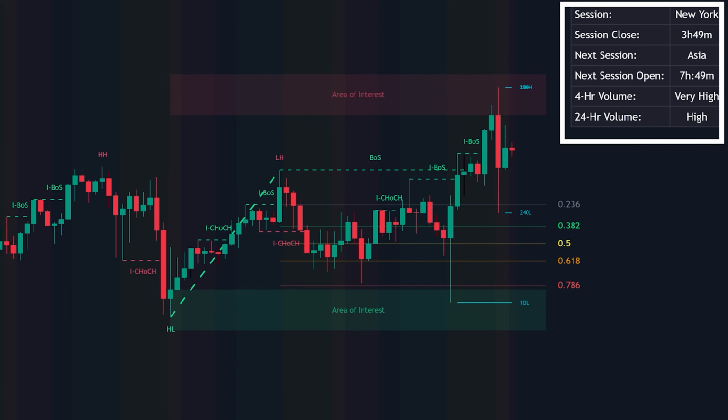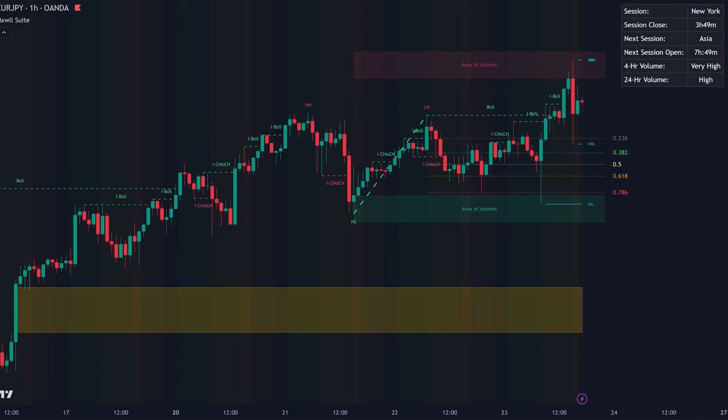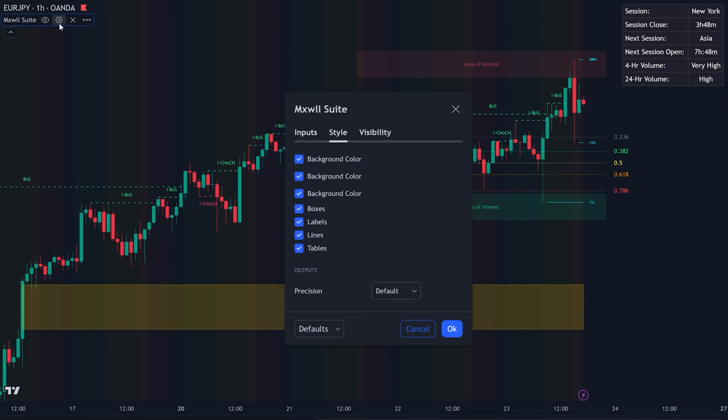The table information displays current and upcoming trading sessions with countdown timers. It also shows volume levels over the last 4 hours and 24 hours to gauge market activity. These features make it easier to understand market trends, make informed trading decisions, and manage your trades effectively. Now, let's delve into the other components of the Maxwell Price Action Suite indicator by adjusting the settings.